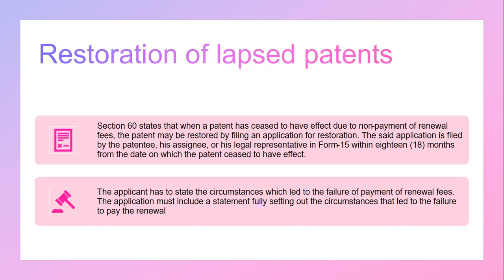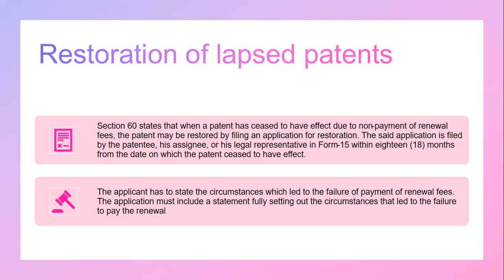So the patent ceases to have effect. For example, I have not paid my renewal fee for 1 year, and from today, my patent ceases to have effect. So within 18 months, which is 1 year, 6 months from today, I have to pay my fees, along with giving Form 15, so that my patent, which has been taken off the register, can be restored. And the applicant has to state the circumstances which led to the failure of payment of the renewal fee.